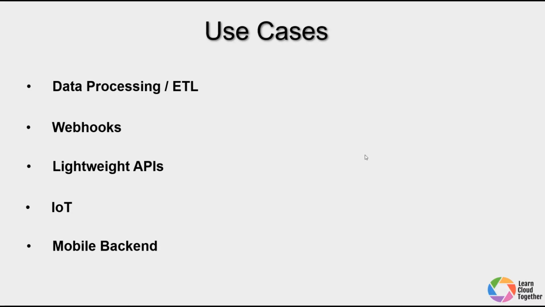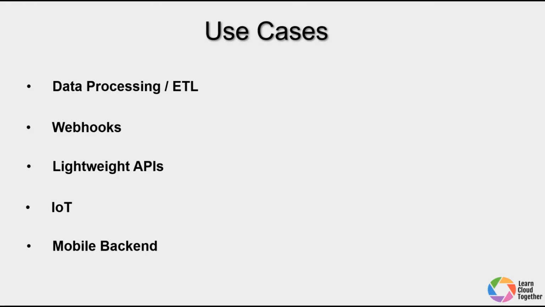These are the use cases: data processing and ETL. We can use Cloud Function to listen and respond to Cloud Storage events, and whenever some event happens, you can do some processing. You can use it for webhooks. For example, if you have a source control system and whenever someone checks in code you want a webhook, you can do that via the HTTP function, and then your service can be triggered.